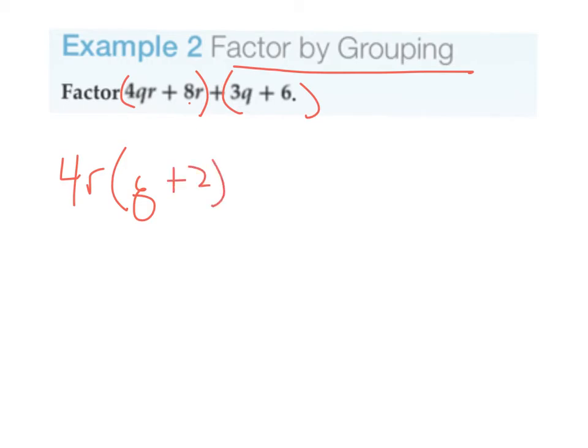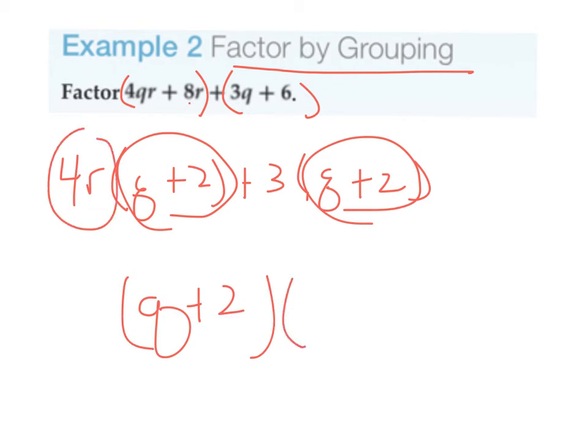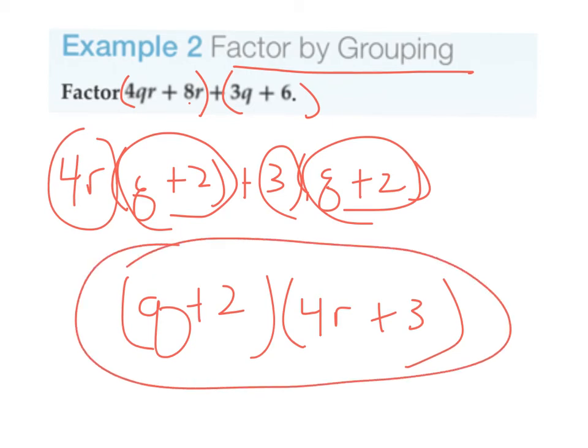Now if I do the same thing over here, what's common between the 3Q and the 6? I have a 3. And if I factor that out, I get Q plus 2. If you do this correctly, you will always end up with the same thing in the parentheses. And that is one of our answers. The other answer is the other two factors that are out here. So our answer is 4R plus 3 times Q plus 2. Keep it in mind, every time we do factoring, we want two things. We want it as one particular problem, a product. And so there's the answer for grouping.